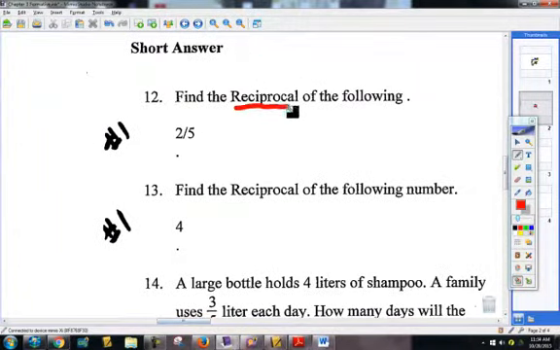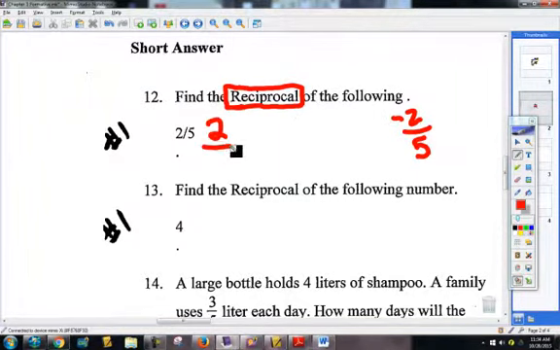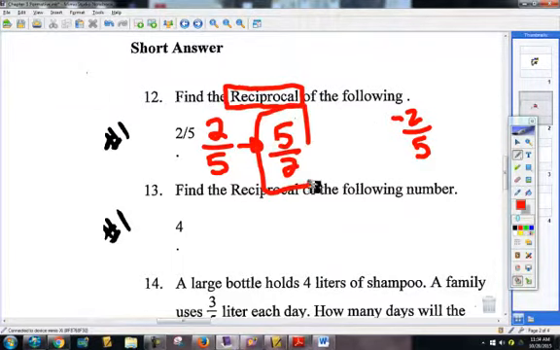I saw a lot of issues with this, and I'm not sure why. I had some people write -2/5. Those are opposites, right? I had some crazy answers. Remember, every time you do the algorithm for division, aren't you doing a reciprocal of 2/5? Absolutely. So that would be 5/2.